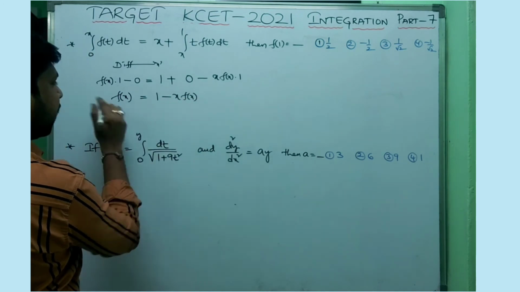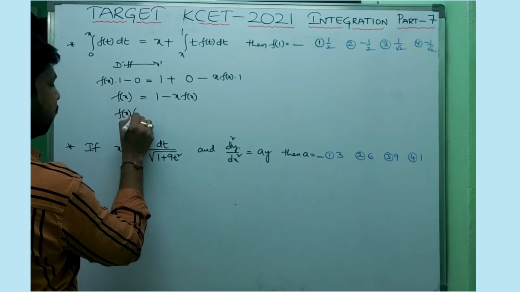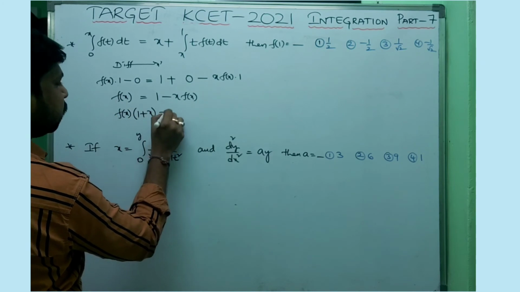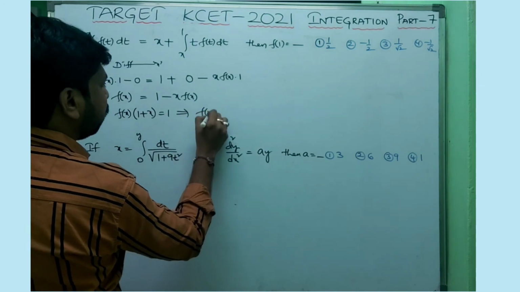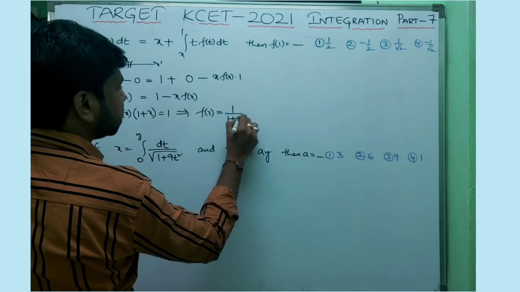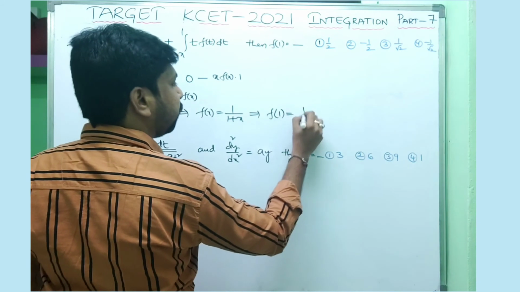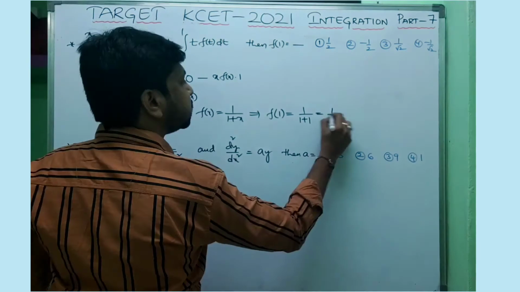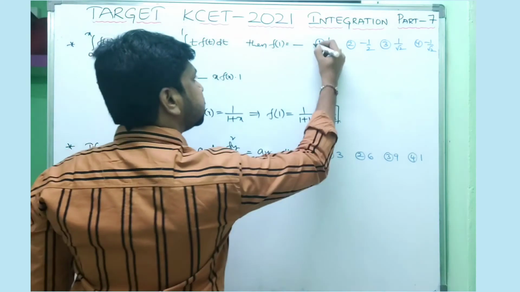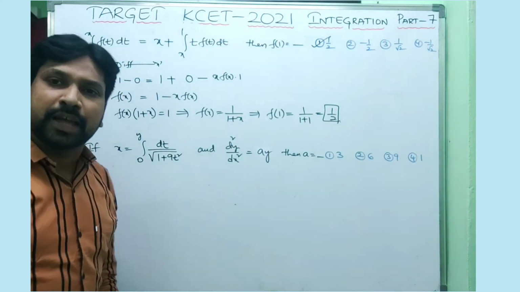Now if you simplify, f of x is equal to 1 minus x f of x, which implies keep f of x on the left hand side and take f of x as common: f of x times (1 plus x) is equal to 1, which implies f of x is equal to 1 by 1 plus x. Instead of x, if you substitute x equal to 1, you get 1 by 1 plus 1, and hence 1 by 2. 1 by 2 is your answer, friends. Option 1 is the correct answer.